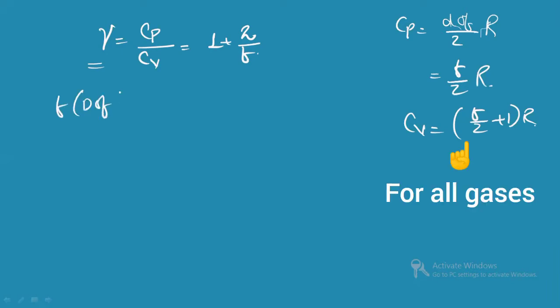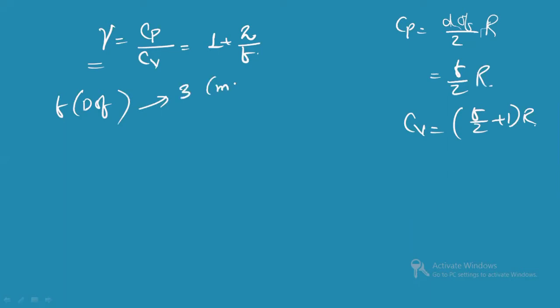Degree of freedom. Okay, so firstly we will write for monoatomic. It is 3. This is for monoatomic. If you write for diatomic, it's 5. And if you write for triatomic, the degree of freedom is 6.